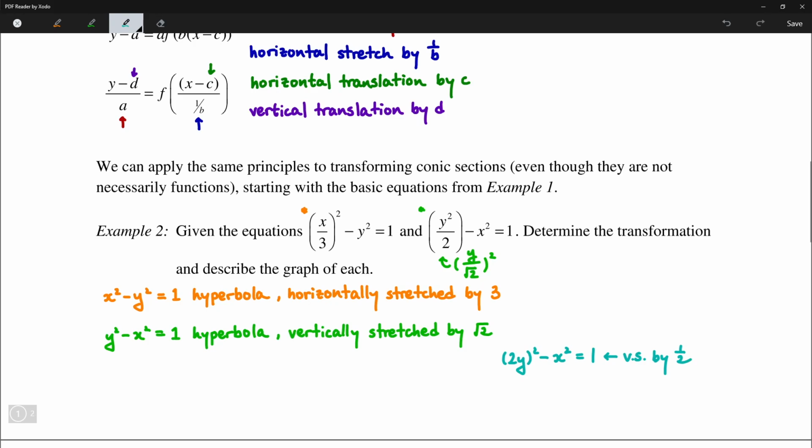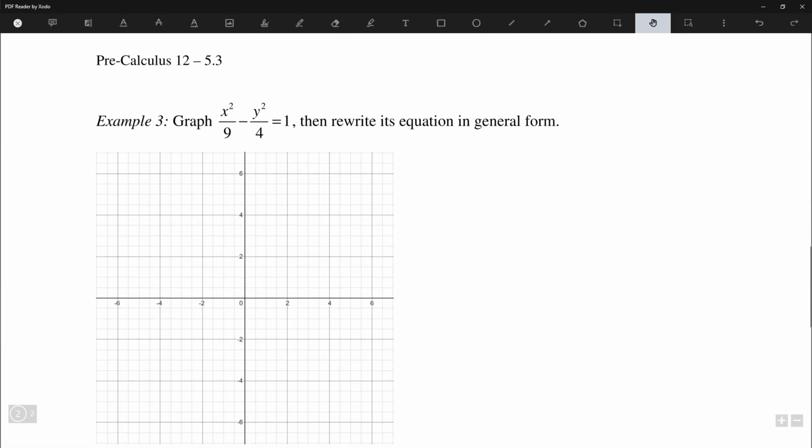Okay, so in the next examples, we will be graphing some of these conic sections. In this first case, we have x squared over 9 minus y squared over 4 equals 1. Okay. So once again, this is the horizontal hyperbola with the left and right branches. And what we're going to do is rewrite the equation a bit first.